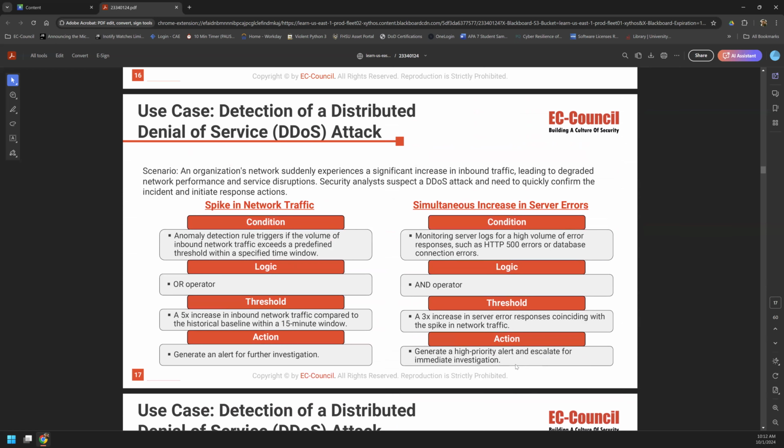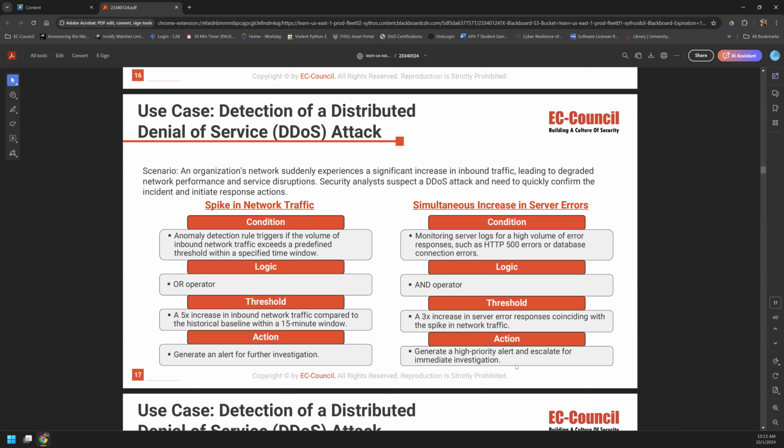When doing detection of a distributed denial of service attack, there will be a spike in network traffic. Usually this anomaly detection will trigger a rule when the volume of inbound traffic exceeds a predefined threshold within a specific time window. We'll use the logic of OR and a 5 times increase in inbound traffic compared to the historical baseline within a 15-minute window, and we'll generate an alert for further investigation if we see that.